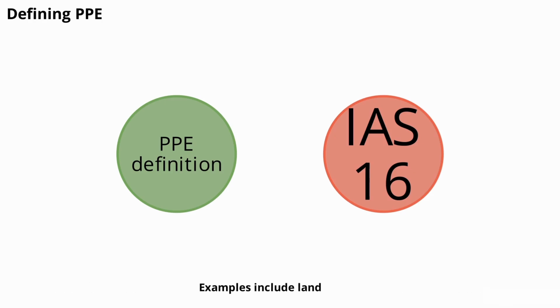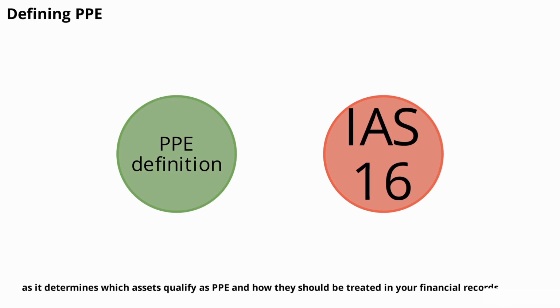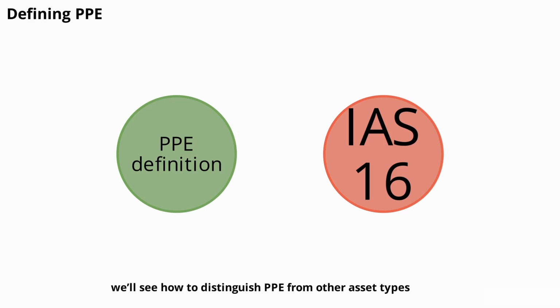Examples include land, buildings, machinery, vehicles, and furniture. Understanding this definition is crucial, as it determines which assets qualify as PPE and how they should be treated in your financial records. Next, we'll see how to distinguish PPE from other asset types.